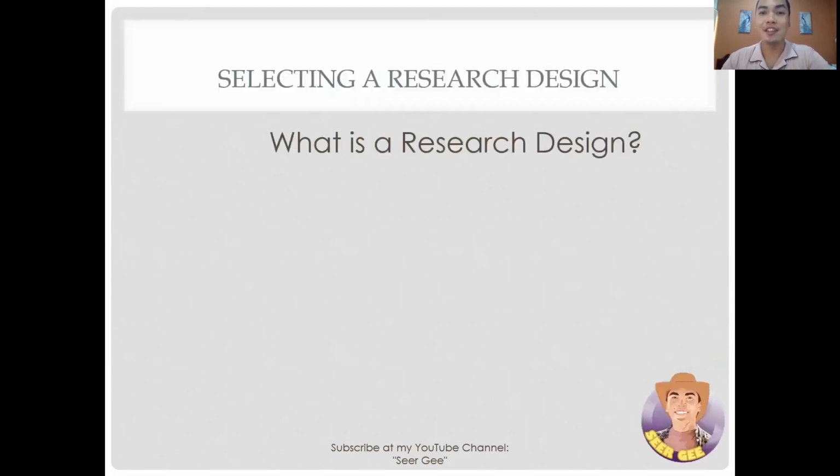So what is a research design? When we talk about research design, it refers to the overall strategy that you choose to integrate the different components of the study in a coherent and logical way, thereby ensuring you will effectively address the research problem. It constitutes the blueprint for the collection, measurement, and analysis of data.